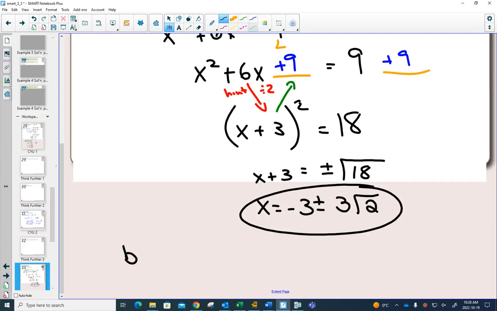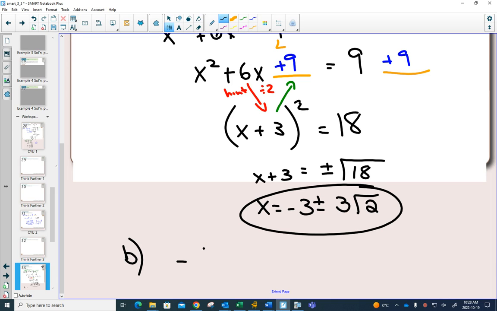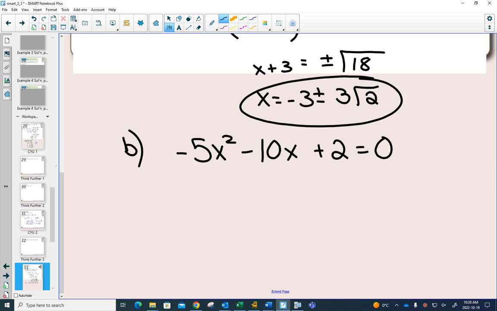All right, part B. Negative 5x squared minus 10x plus 2 equals 0. Again, I don't like that number in front of the x squared. So for completing the square, I'm going to think about how do I get rid of that?